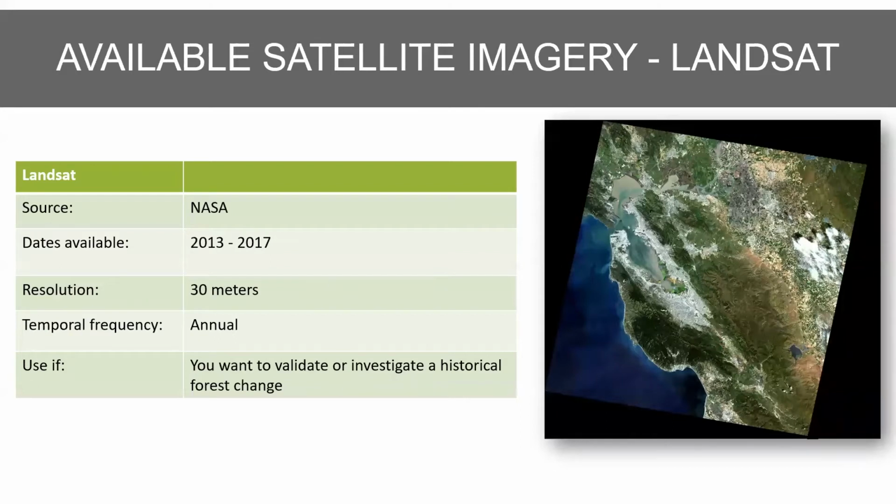The Landsat imagery is 30-meter resolution, so not as high as Planet and Google. It is also not as frequent as Planet since it is updated annually. It does have the oldest time frame of any of the satellite imagery options, dating back to 2013, so it can be helpful for investigating historic deforestation.